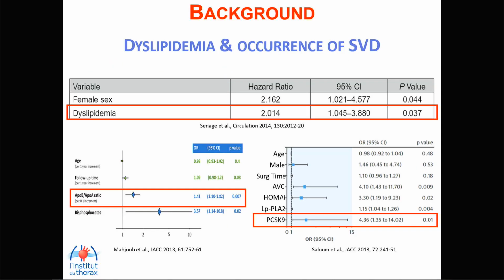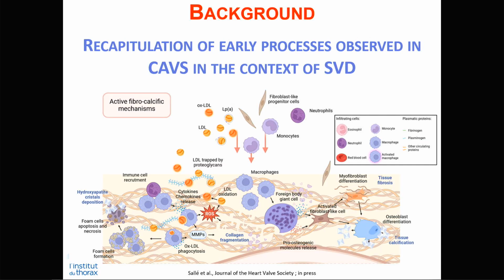Dyslipidemia has been associated with the occurrence of SVD in several clinical association studies. These studies have raised the hypothesis that there is a potential recapitulation of the early processes observed in native calcific aortic valve stenosis in the context of SVD, particularly with the activation of a fibrocalcific mechanism that is driven by the LDL lipoprotein particle and the inflammatory cells that infiltrate the prosthetic tissue and then activate the pathophysiological process leading to SVD.